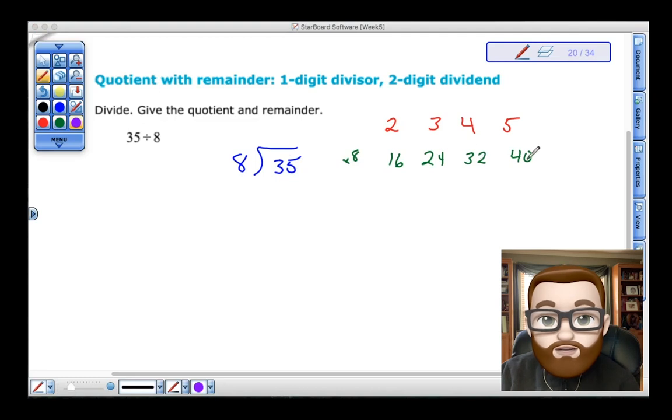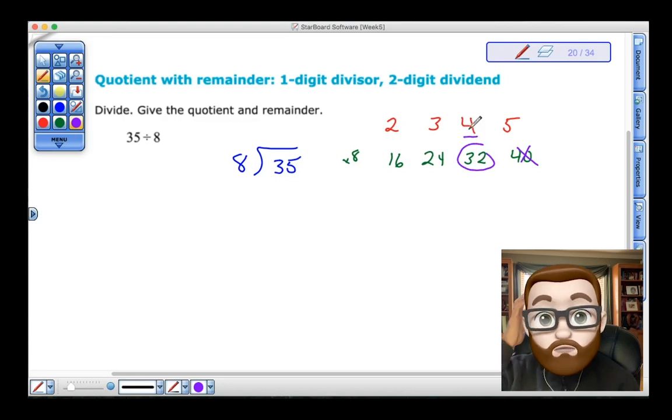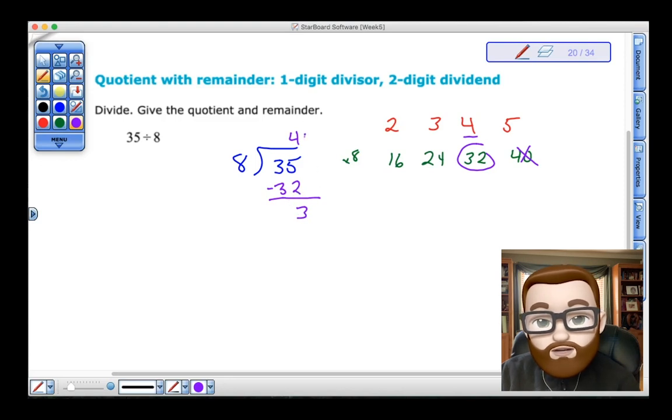So 32 is under, 40 is over, so it can't be the 40. So I'm going to work with the 32, which means 8 can go into 35 4 times. So if I put my 4 up here on top, 8 times 4, we already said, is 32. And then I'm going to do my subtraction. 5 minus 2, I get an answer of 3. 3 minus 3 cancels out. So I'm left with an answer of 4, remainder 3. So when I'm putting that into Schoology, I'm going to type in 4R, no space, 3.